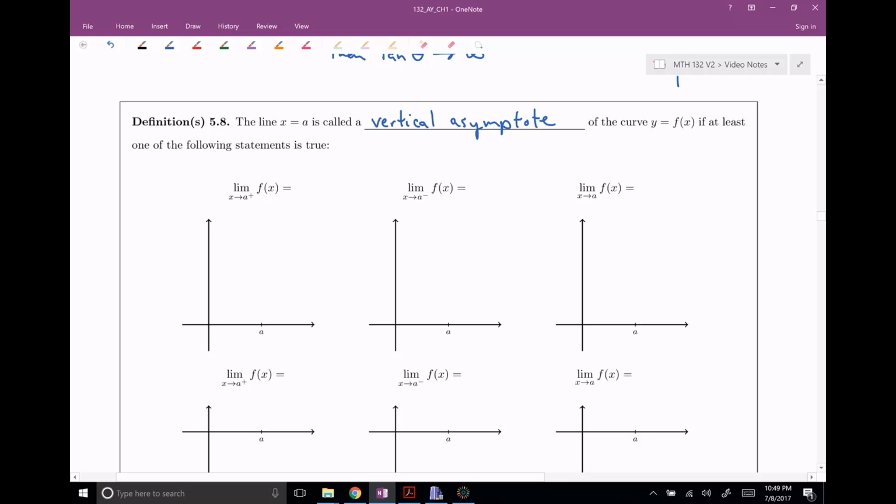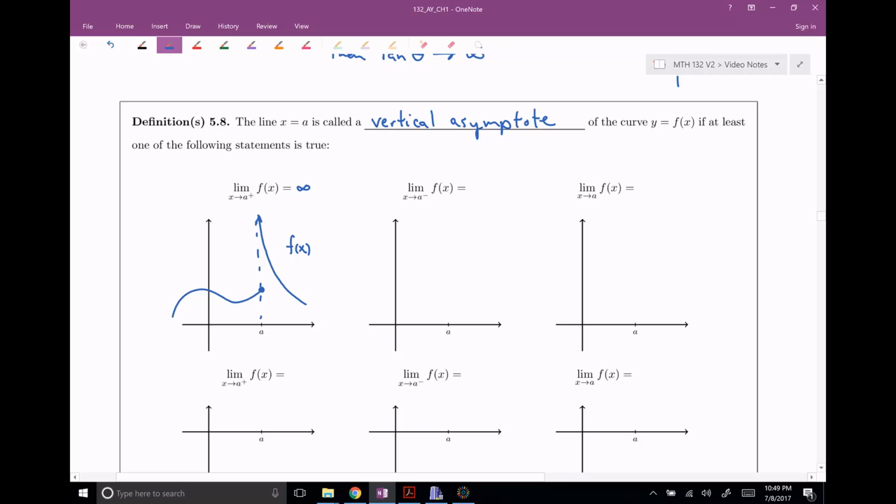So the first thing that could happen is that as x approaches a from the right, f of x is equal to infinity, right? So it's going off to positive infinity. So maybe our function looks something like this. And then as it gets closer to a from the right, it goes towards positive infinity. So here would be an example of our function in which that is true.